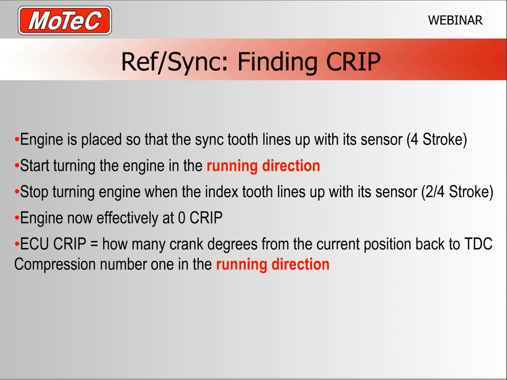So once we've worked out that the index tooth is lined up with the ref sensor, effectively we are at 0 degrees crip. So the number you need to enter in as the crip for the ECU is how many crank degrees from where the crank is now back to top dead center compression number 1, and again always turning the engine in the running direction. At this time we don't have to be super accurate because, as I'll go through in later webinars, as long as we are within the ballpark of something that the timing light can see, then we're pretty right.